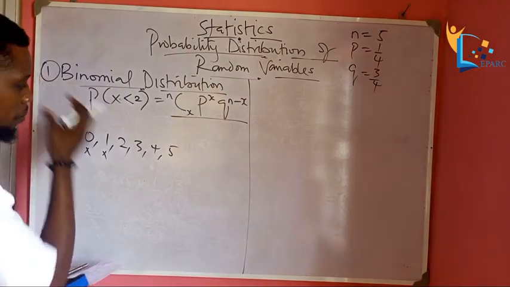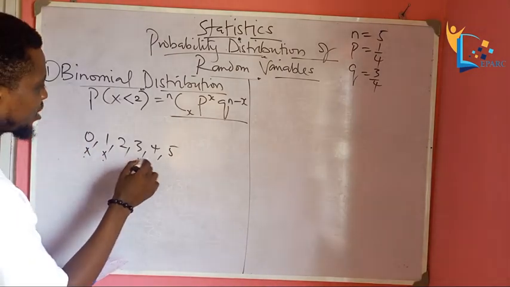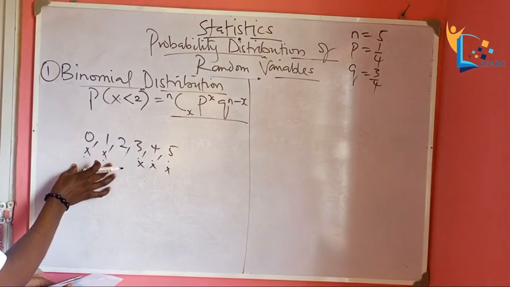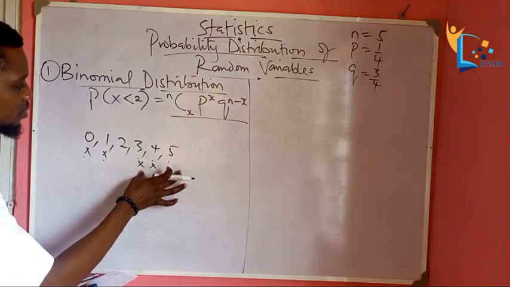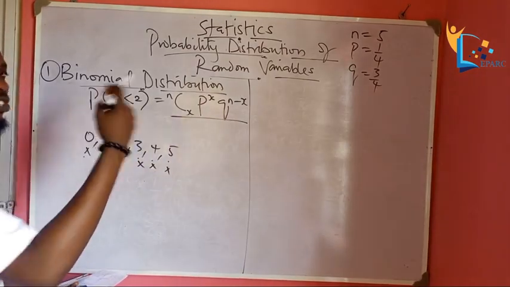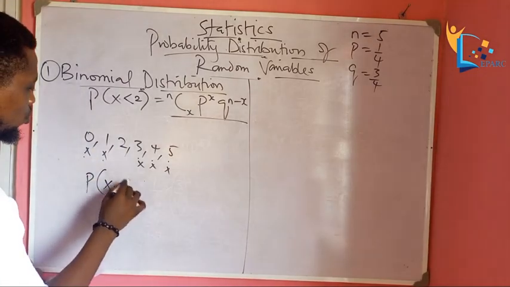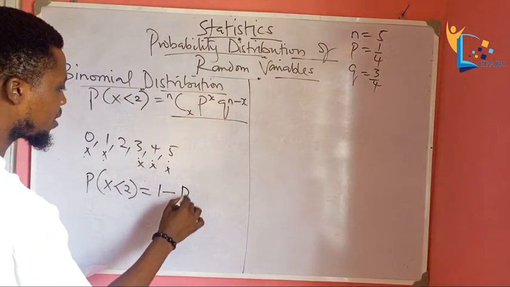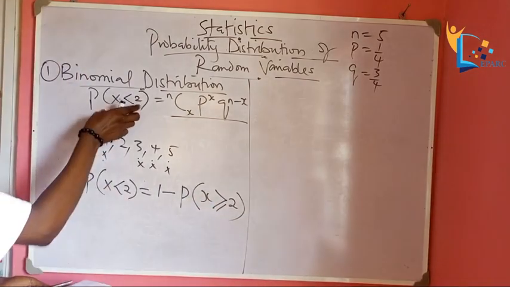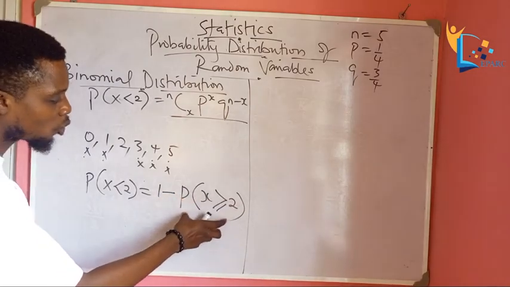Now, between 0 and 1, and then 2, 3, 4, 5, which of these has more computation? 0 and 1 is just 2, while 3, 4, 5 is 3. So this one has less computation than this, so there will be no need for converting. When we have P(X less than 2), it is the same thing as 1 minus P(X greater than or equal to 2). But we cannot use this to solve because it has more computation.